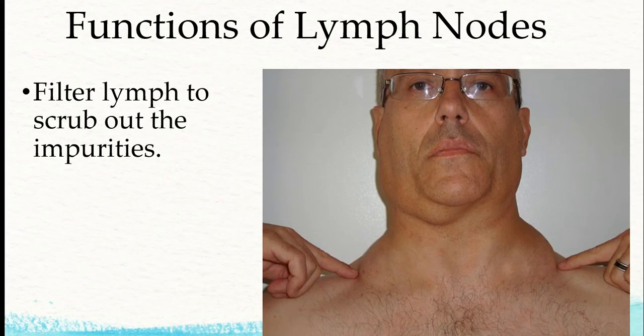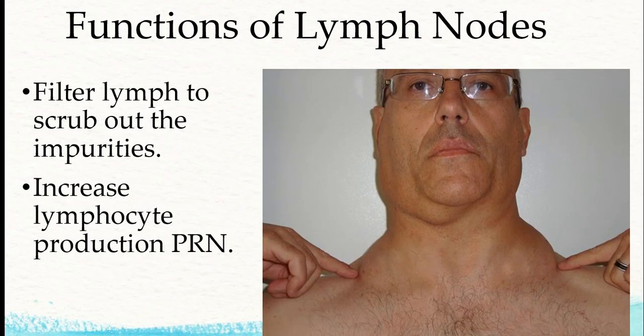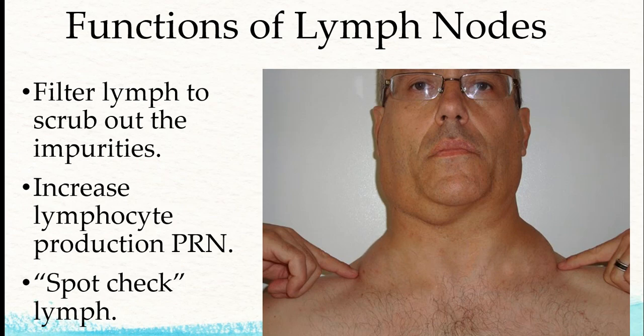They will filter the lymph to scrub out impurities. That's one of their jobs. They will increase lymphocyte production PRN, which means as needed. And then we will spot check the lymph for anything big. So they're going to be checking the lymph fluid for anything that might be a problem, and they actually filter it out. They'll just keep things behind in those nodes, and that's why the nodes get swollen, because they've kept a bunch of stuff in there. So this guy probably needs to be checked out by a doctor, and he might need an antibiotic or something like that, depending on what he has.